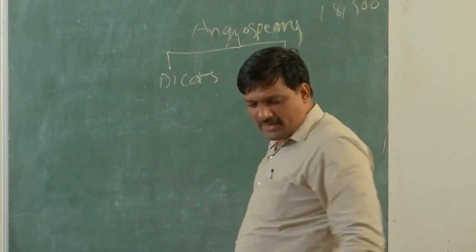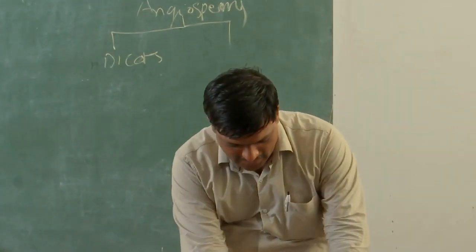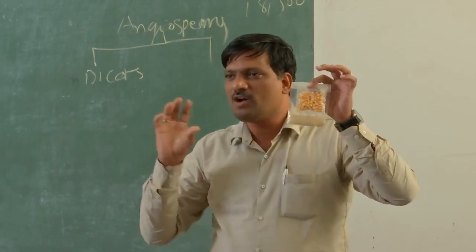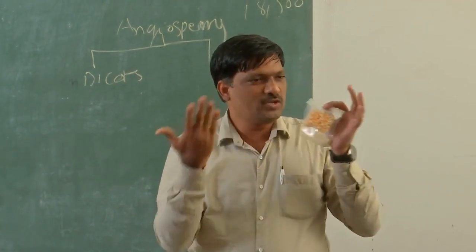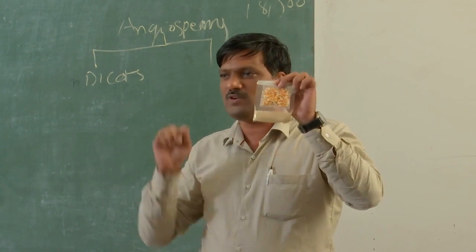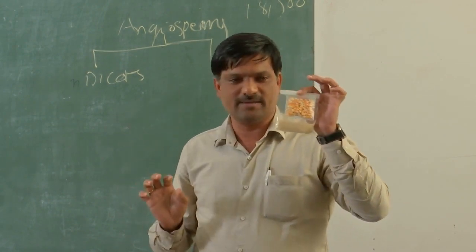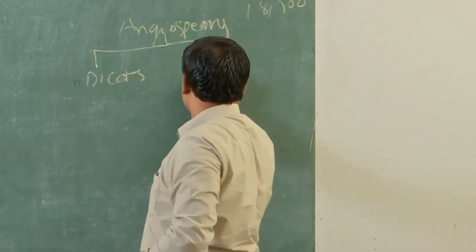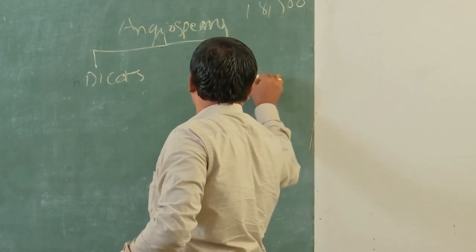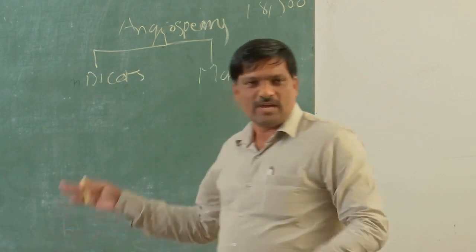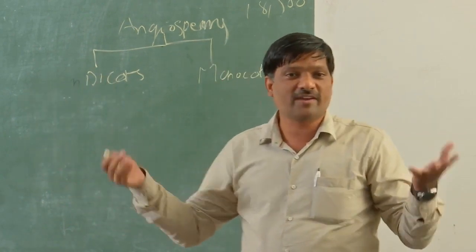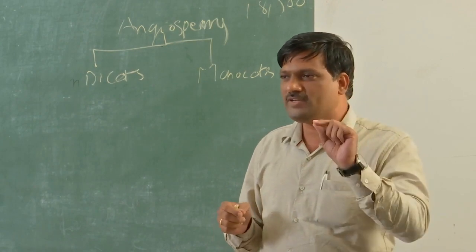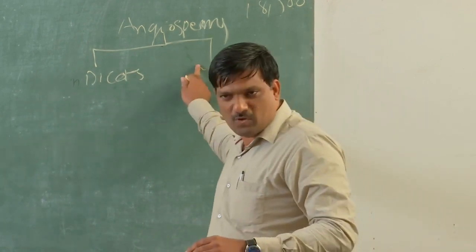For the second grouping, look at the rice and the maize. We cannot split these seeds into two equal halves. It means each has only a single cotyledon, and this is called a monocot. So we have already differentiated the 2,50,000 species of the world with only one unique character: dicots and monocots.